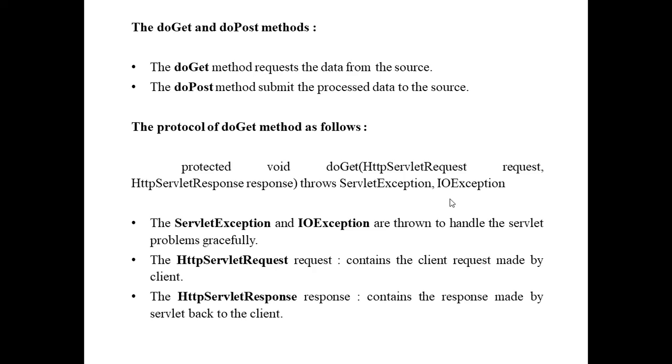The HttpServletRequest object request contains the client request made by the client, and the HttpServletResponse contains the response made by the servlet back to the client. Means for the client request, the HttpServletRequest is used, and for the response made by the servlet back to the client, the HttpServletResponse is used.